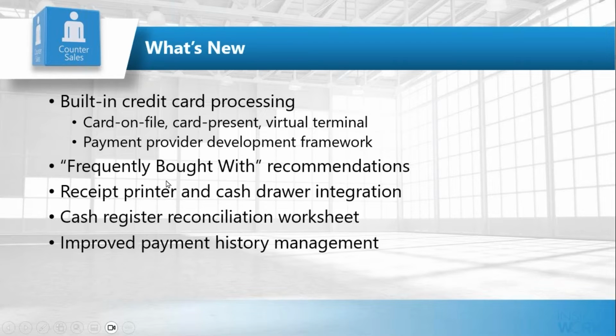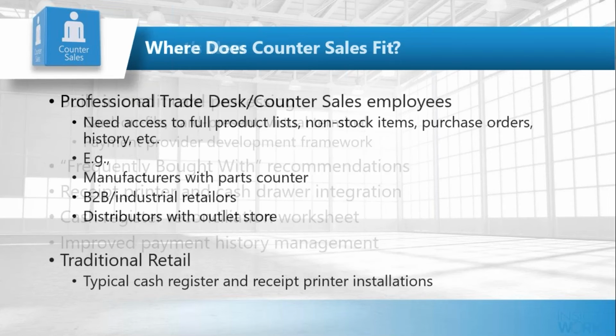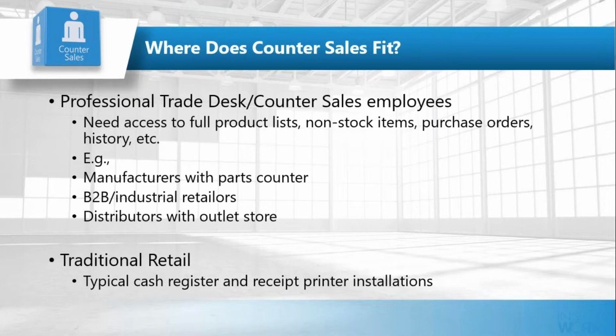A few other things: frequently bought together, typical type stuff where if you're on Amazon or whatever, it'll say, hey, you're looking at this product, lots of people bought these other products with it. So we can do that automatically. Again, some of these other things that I've mentioned previously. All right, so that's basically the capability. So again, counter sales is really meant for that professional salesperson, not necessarily meant for a traditional point of sale.